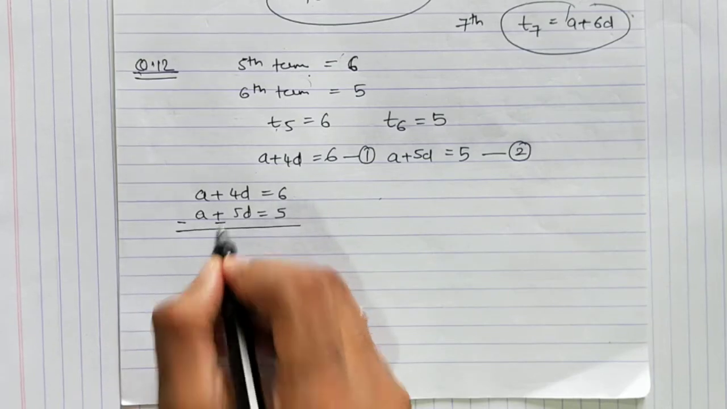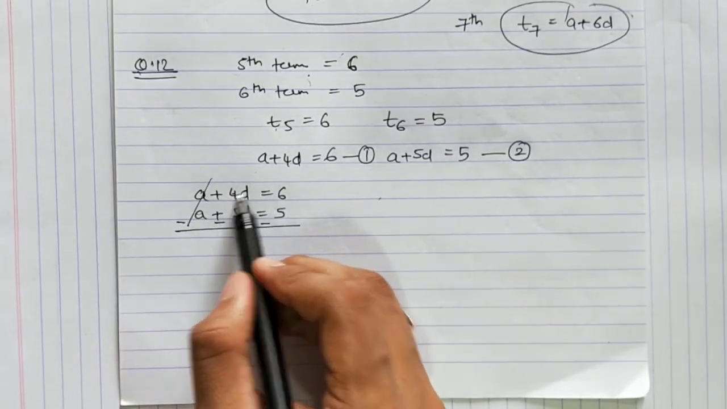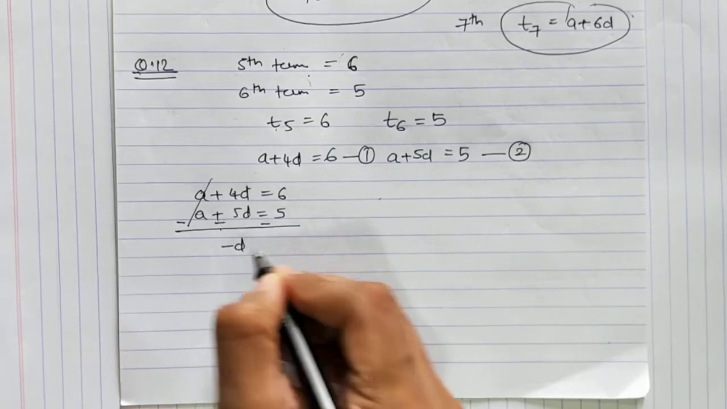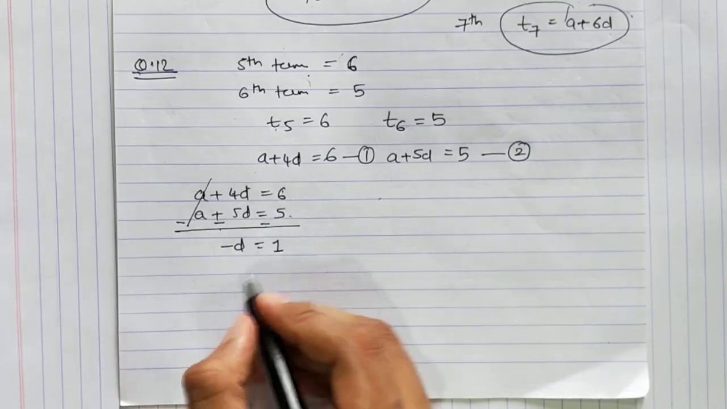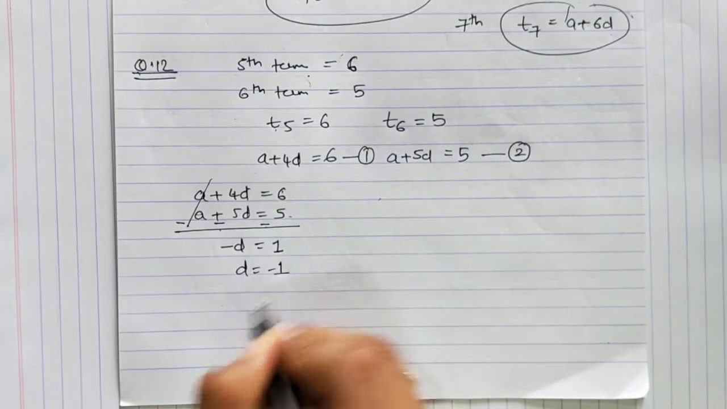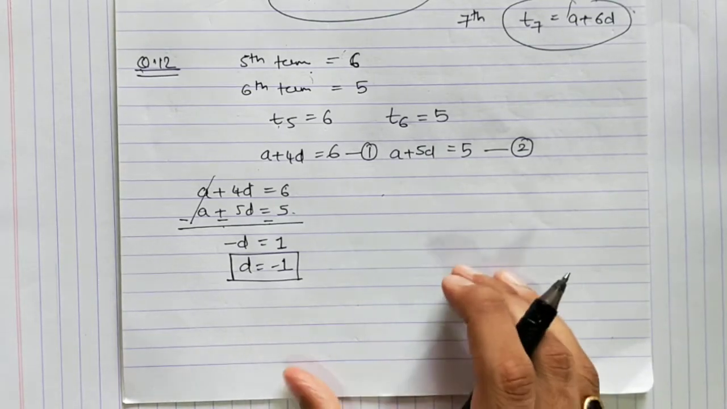I will subtract them. So a will get cancelled. 4d minus 5d is minus d. 6 minus 5 is 1. So minus d is 1 means d is minus 1. ये मिल गया, करेक्ट। d is minus 1.